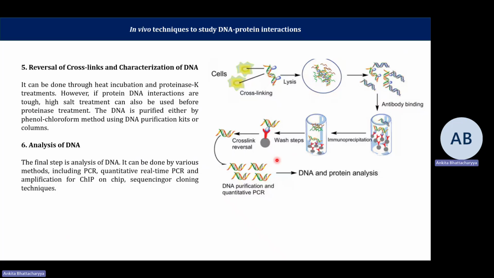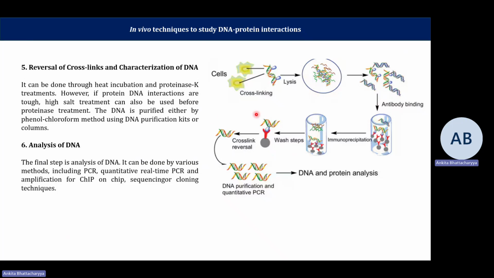When you have DNA analysis, the final output as the result of this experiment is DNA analysis. Most commonly, the most affordable of these options is using a ChIP-qPCR method if you have only a small scale. It can be done using multiple methods, including PCR, quantitative real-time PCR, amplification for ChIP-on-chip, Sanger or cloning strategies. So that's what you see on the right as well.